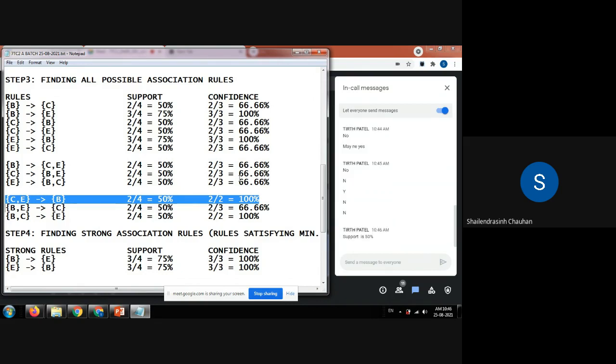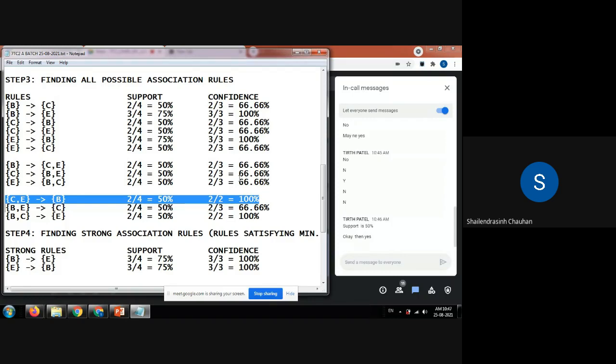Okay, minimum support is 50%. Yes, it is greater or equal to. Support is 50%, it is equal to minimum support. So you need to consider equal to also. Yes, exactly.